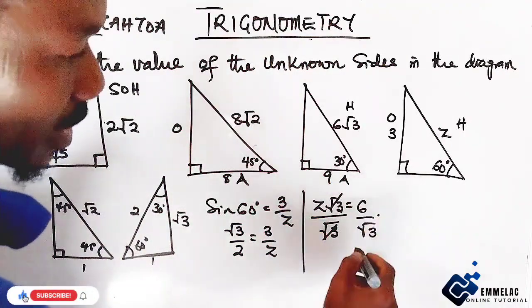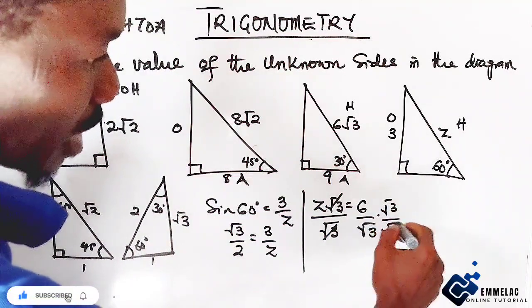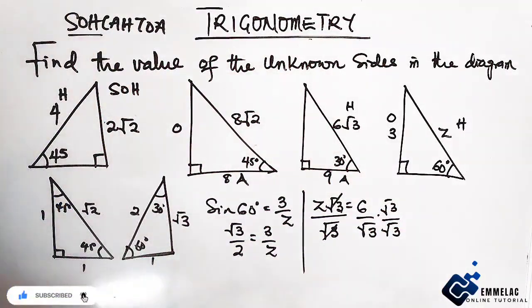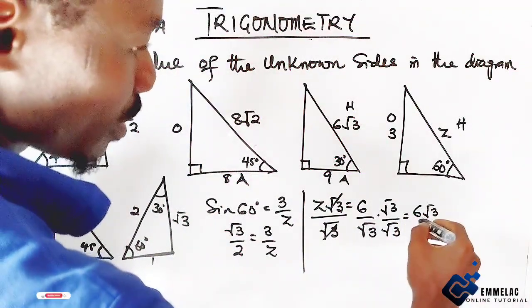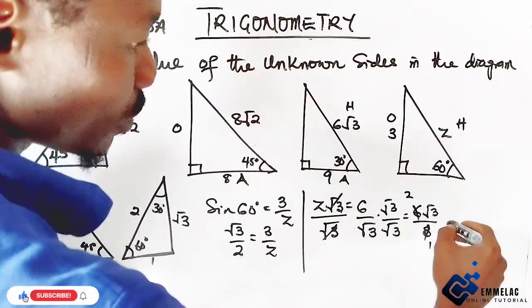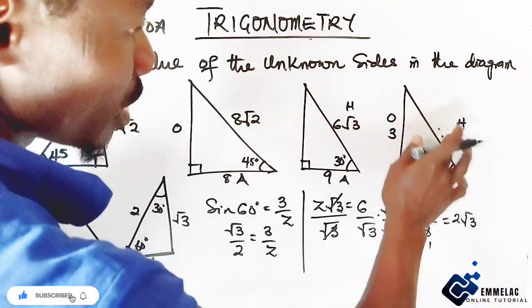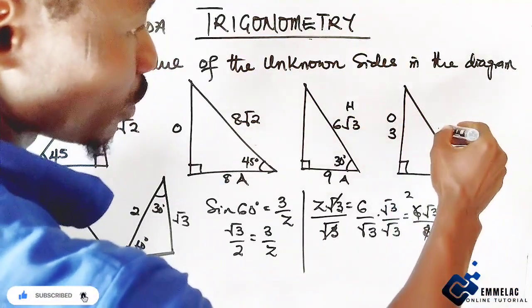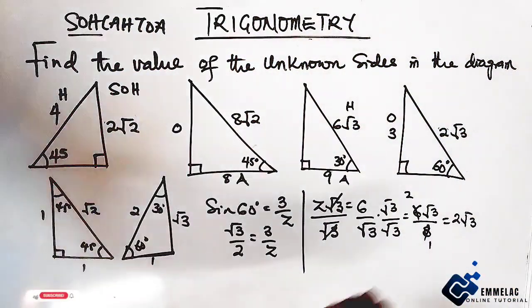But we cannot leave it like this. We have to rationalize. By rationalizing, we multiply both the numerator and the denominator by root 3, which gives us 6 root 3 over 3. Now 3 goes into 3 once, and 3 goes into 6 twice. So we have 2 root 3. So the unknown side gives us 2 root 3. Final answer.